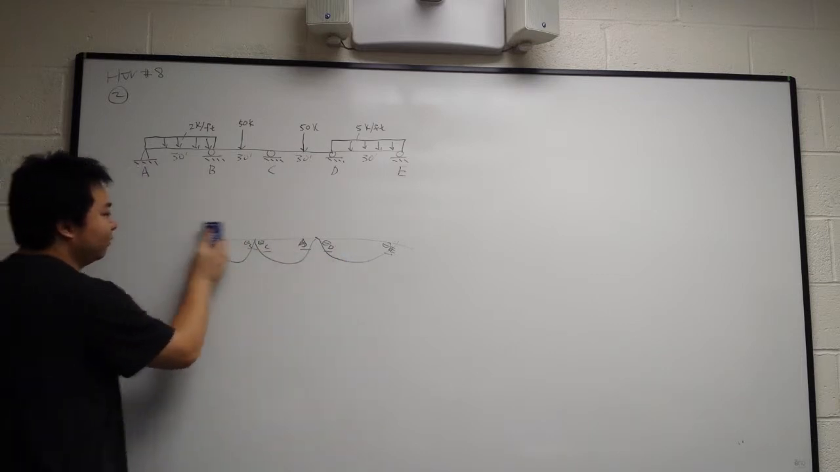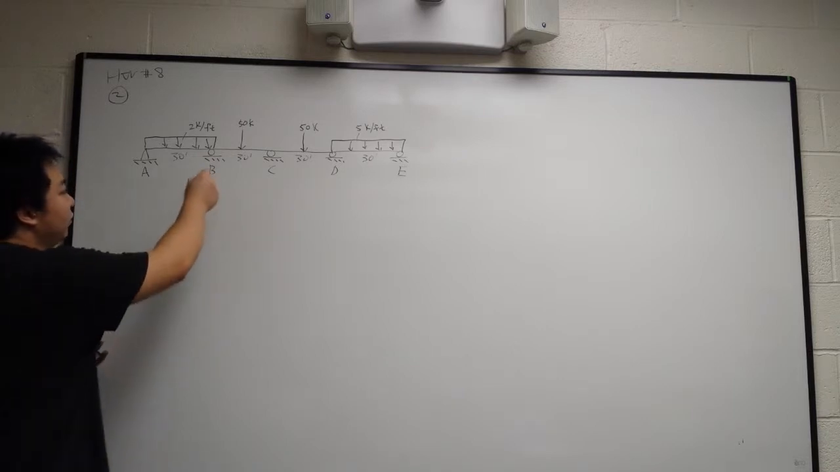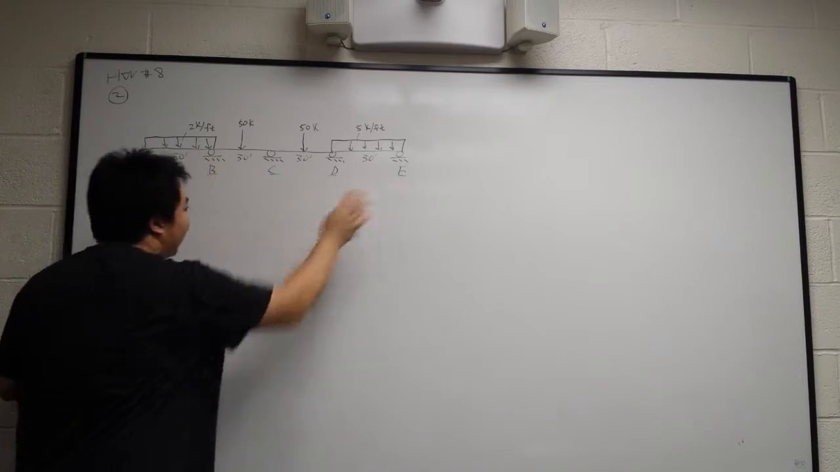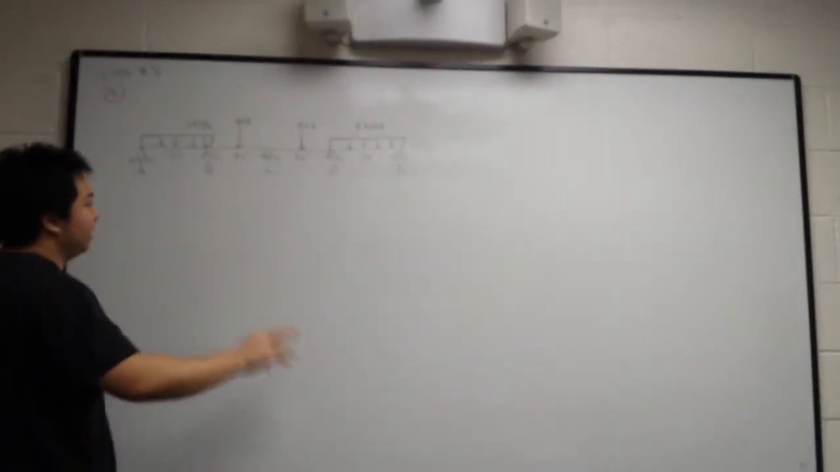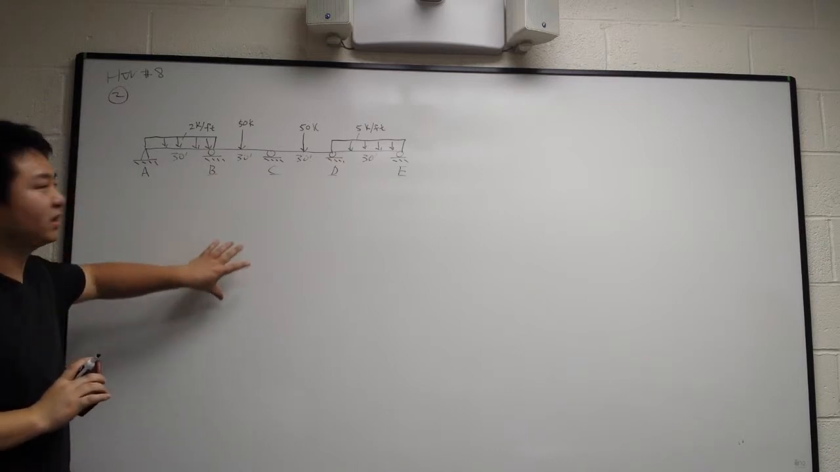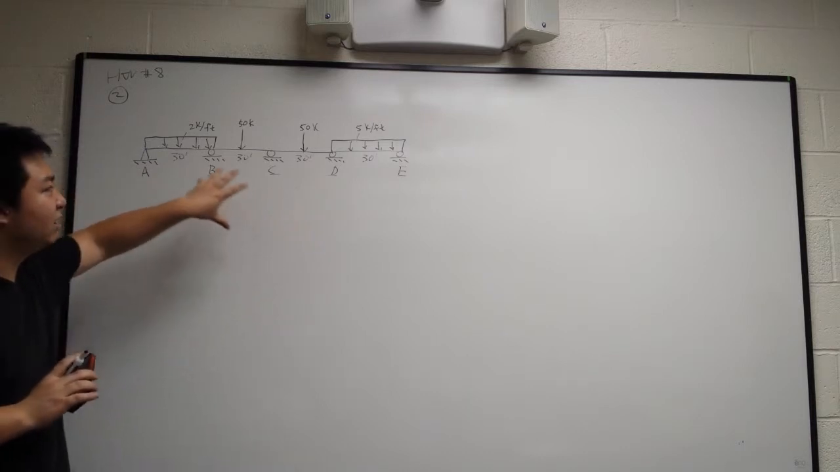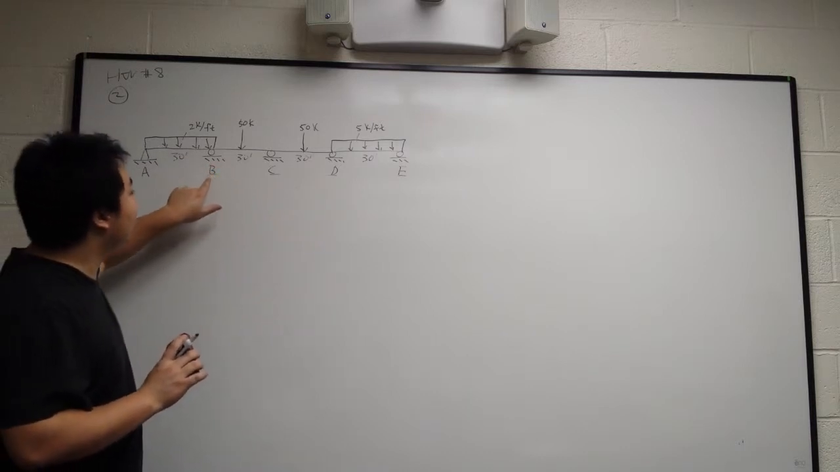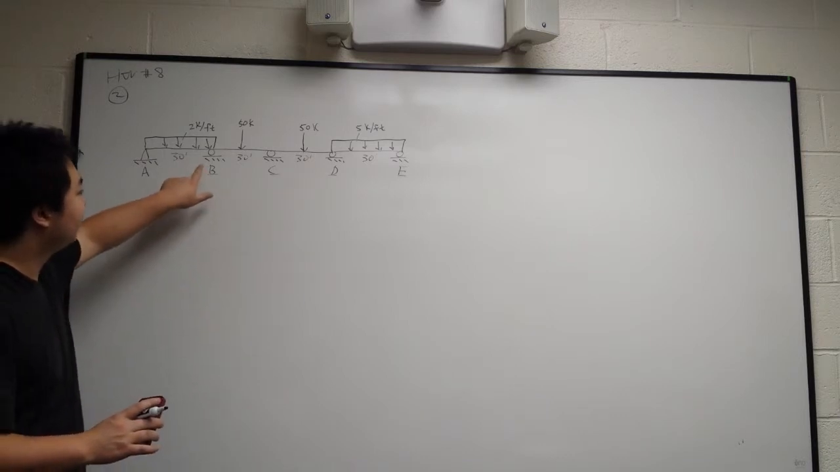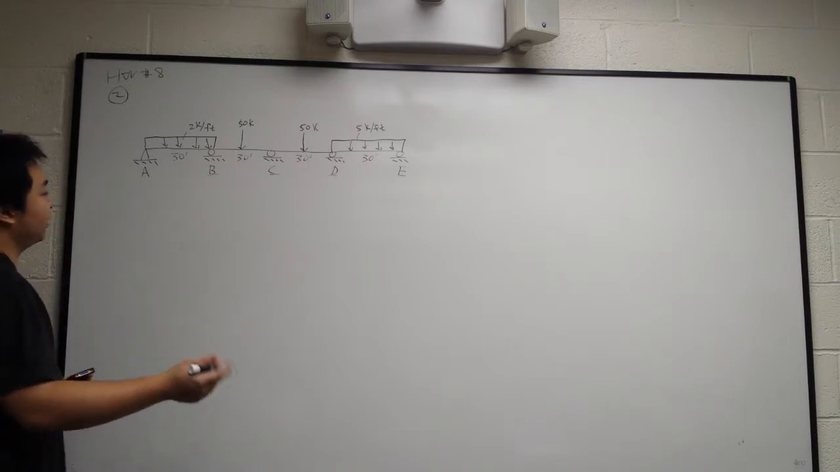But like I said, you can use another way: 3 degrees of freedom. This and this is not fixed, so you ignore it. This, you consider as a fixed point, because they are internal roller or pin. If you have an internal roller or pin, you just consider it as a fixed point. So in this case, B, C, D is fixed.